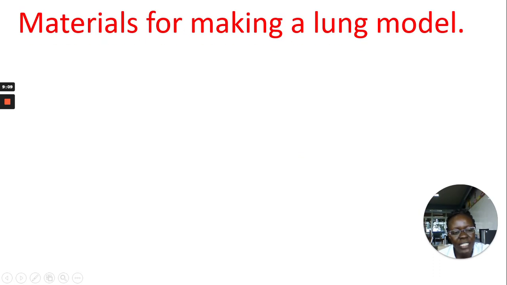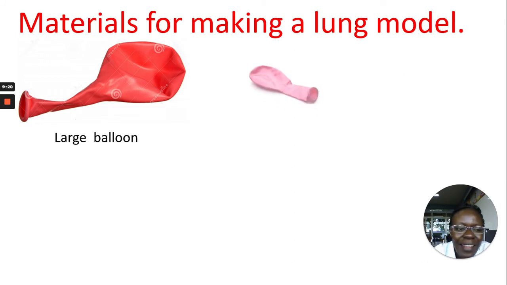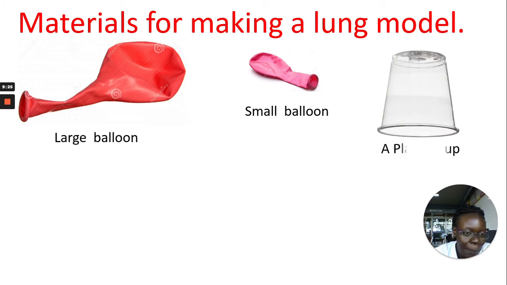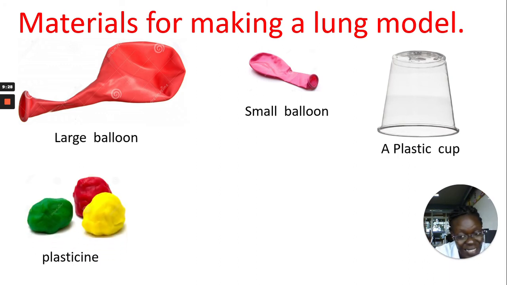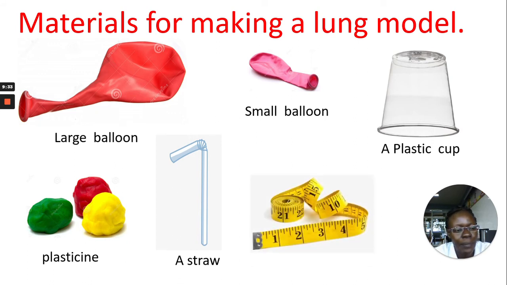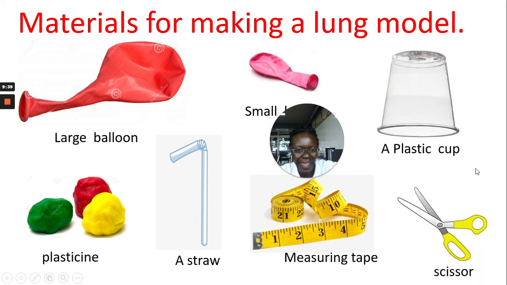Now, what are the materials you need to make a lung model? I would like you to make one, and please bring it when you come to school. You will need a large balloon, a small balloon, a plastic cup, some plasticine, a straw, maybe one or two, a measuring tape, and finally a scissor. Okay, so a large balloon, a small balloon, a plastic cup, plasticine, a straw, measuring tape, and scissors.